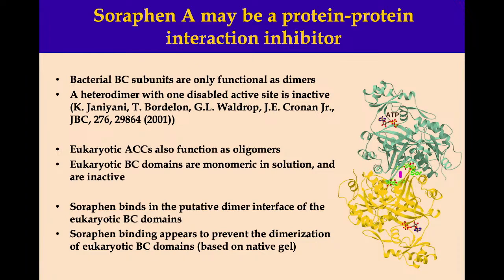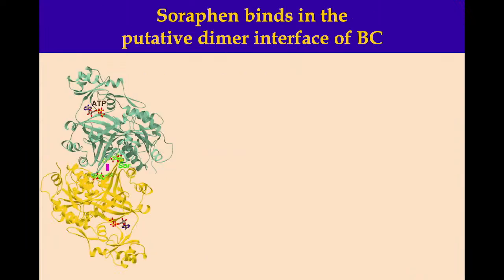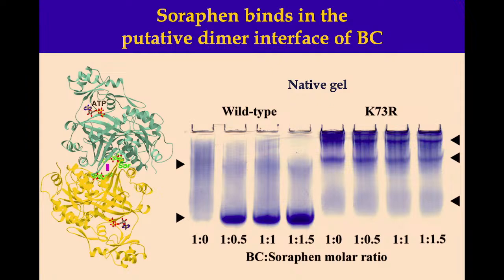So anyways, how do you show that? How do you show sulfan A blocks dimerization? That's very hard to do because the thing is a monomer already. How do you show that something blocks dimerization on a system that's already monomeric? The best experiment we can come up with is using a native gel. So run a native gel of the yeast BC domain, wild type BC domain, in the presence of more and more sulfan: no sulfan, half sulfan, 1-to-1 molar ratio, 1 to 1.5.